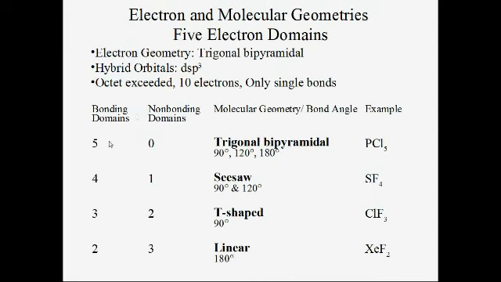For 5 electron domains, with 5 atoms attached, there's going to be a trigonal bipyramidal geometry. Bond angles are going to be 90, 120, and 180. With 4 atoms and 1 lone pair, it's going to be a seesaw structure. Bond angles 90, 120, 180 degrees. 3 atoms and 2 lone pairs will give us a T-shaped structure, bond angles of 90 and 180 degrees. 2 atoms and 3 lone pairs will give us a linear structure, bond angle of 180 degrees.